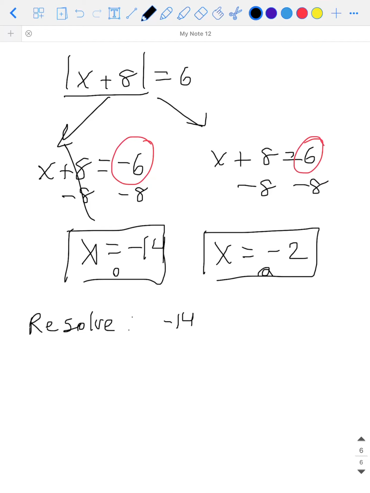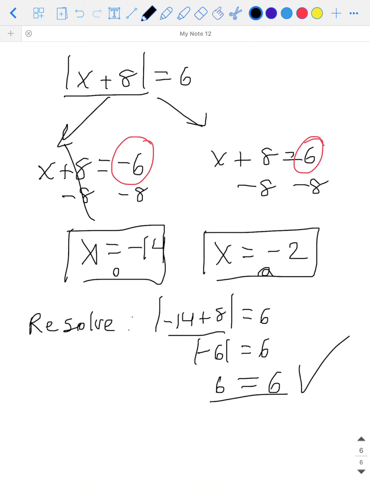Negative 14 plus 8 should be 6. Negative 14 plus 8 is negative 6. And the absolute value of negative 6 is 6. And is 6 equal to 6? Both numbers are equal to each other, so therefore they are true.